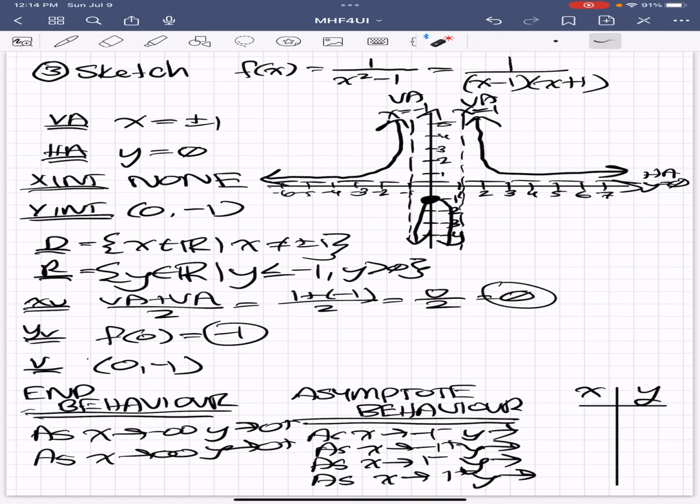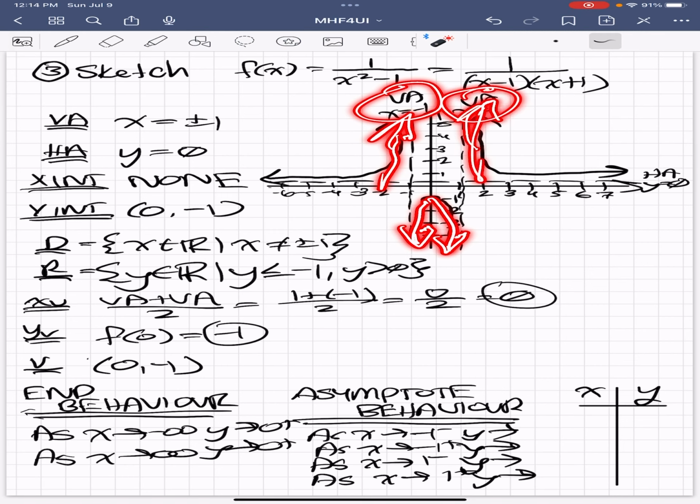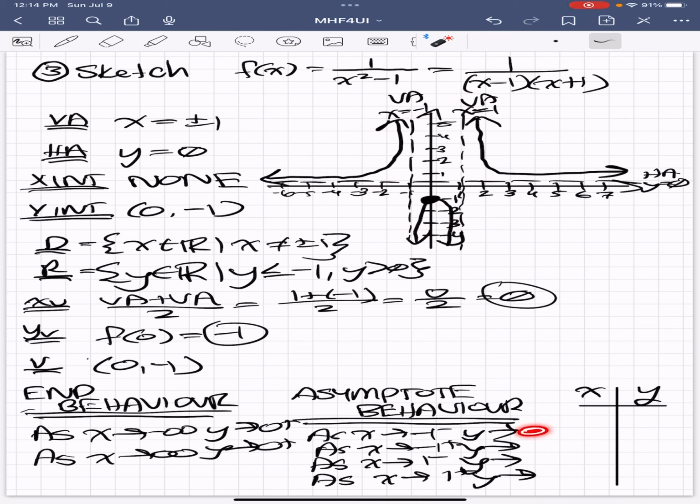So, as x approaches the VA from before, I see it's going up to positive infinity. As it approaches the VA after, I see it's going to negative infinity. For the next VA, I see it's approaching negative infinity for the values before. And then afterwards, it's approaching positive infinity for the values after. So it would be infinity, negative infinity, and positive infinity.